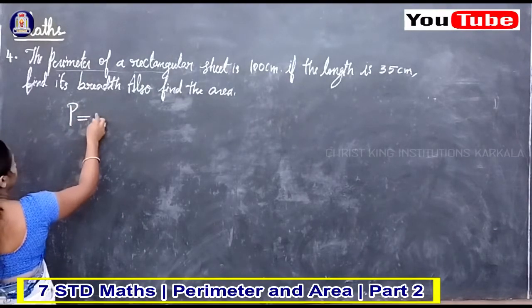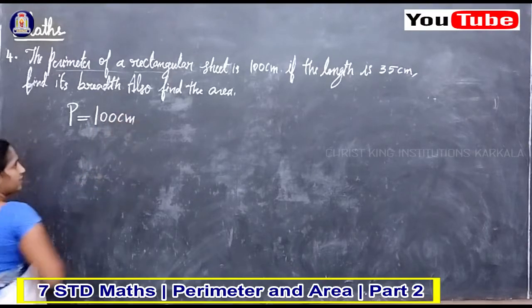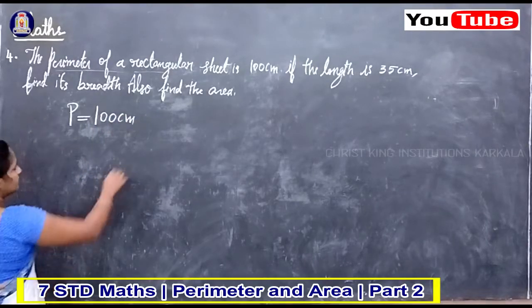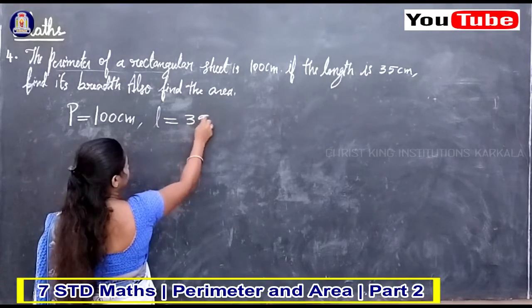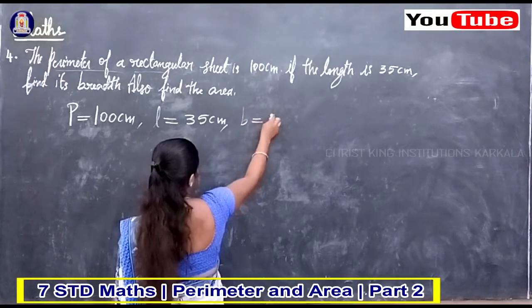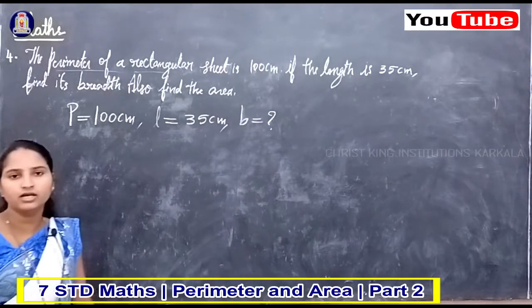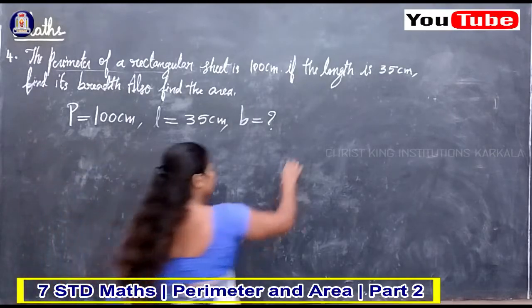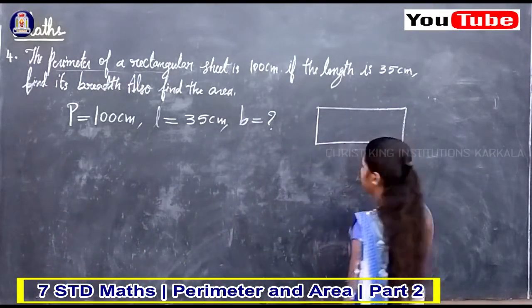So here it is given, perimeter of the rectangular sheet is 100 centimeter, and length is given. Length L is equal to 35 centimeter, and we need to find B. Breadth is a question mark. We don't know what is the breadth of the rectangular sheet. Clear? So now if you want, you can draw one rough diagram for understanding purpose.